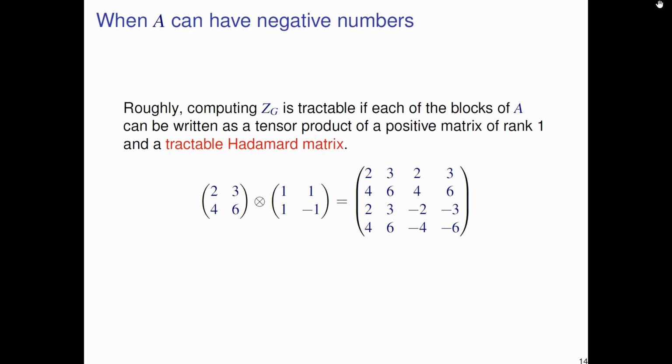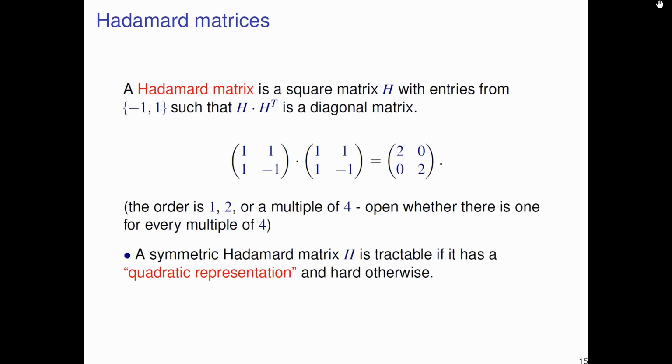So for the partition function to be tractable, the matrix should be decomposable into blocks. Each block should be writable as a rank 1 matrix tensor product with a Hadamard matrix. And a Hadamard matrix is not any matrix of 1s and minus 1s; it has to be the case that when you multiply it by its transpose, you get a diagonal matrix. So that's already a criterion, but that's not the truth.